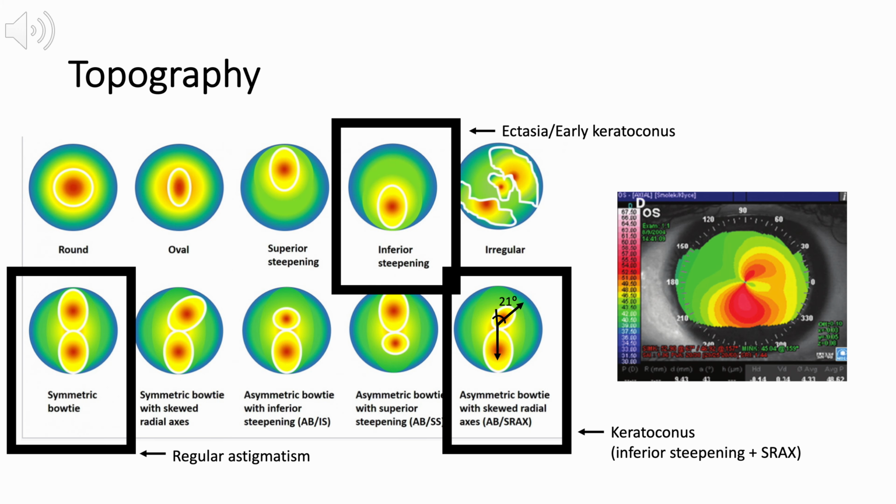On the far right, we see a clinical example of a keratoconus topography map. Notice the intense area of red and orange colors inferiorly, which represent significant inferior steepening, along with clear skewing. The irregular, asymmetric bow tie pattern confirms the diagnosis.